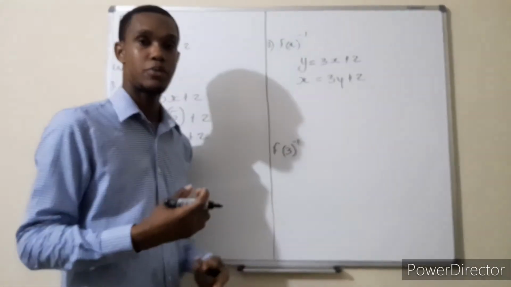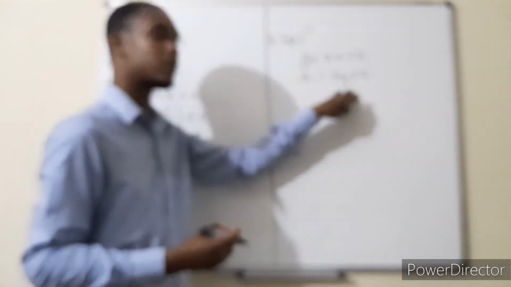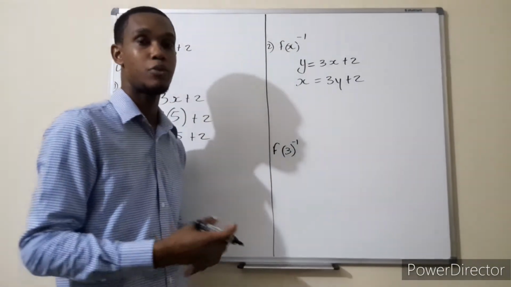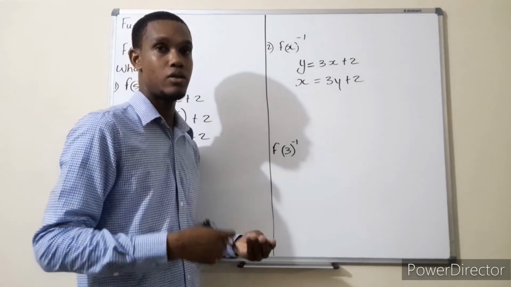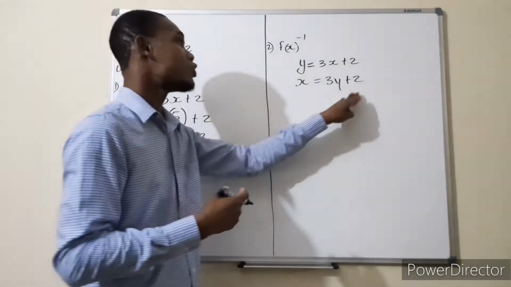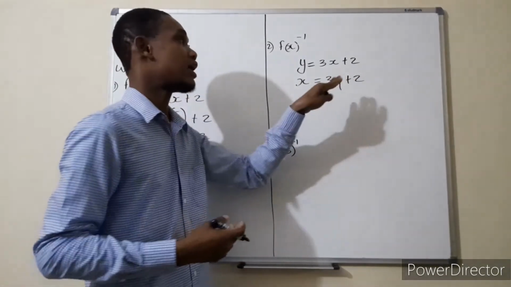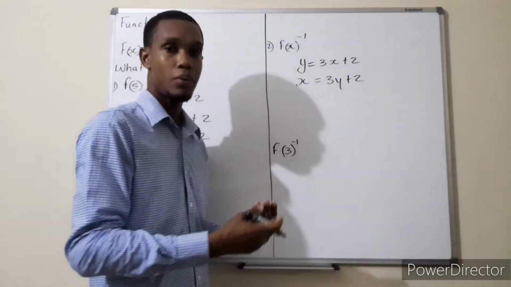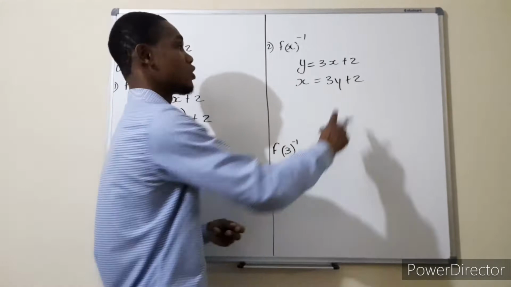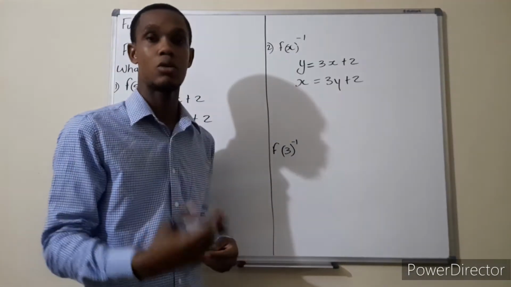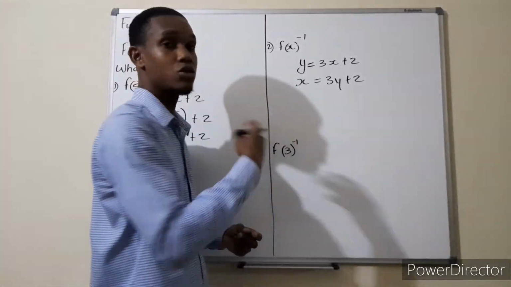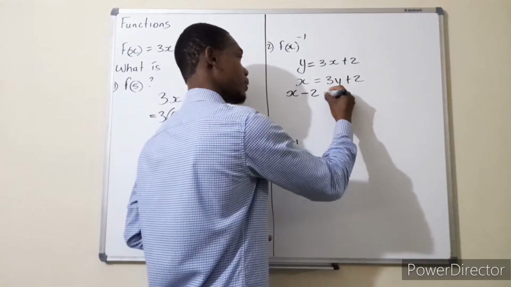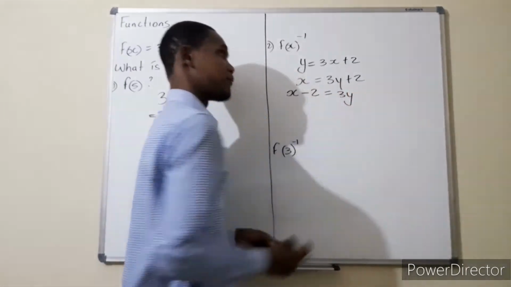Now, if you're good at transposition, you will now try to get the y by itself. Or, if you're not good at transposition, it simply means undoing the operations. So, undo the addition first, and then you undo the multiplication. So, you undo operations by doing the opposite. So, plus 2, the opposite of that is subtracting 2. So, you'll subtract 2 from the other side. So, you'll get x minus 2 must be equal to 3y.